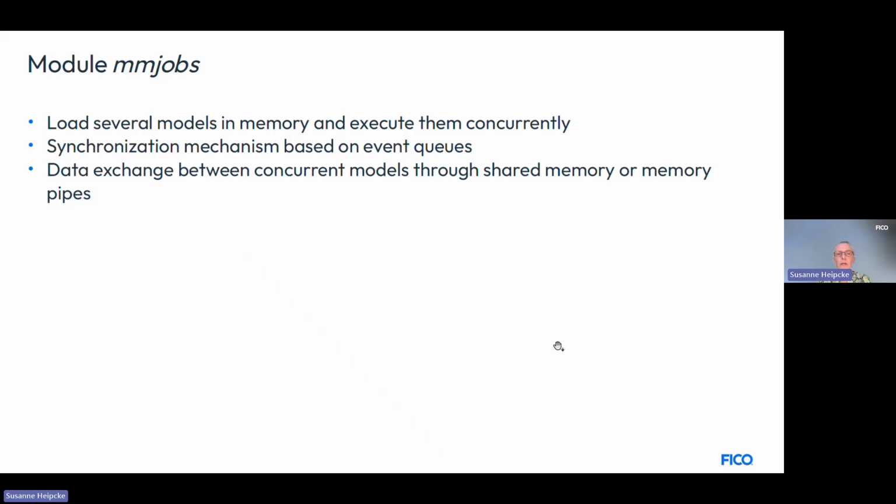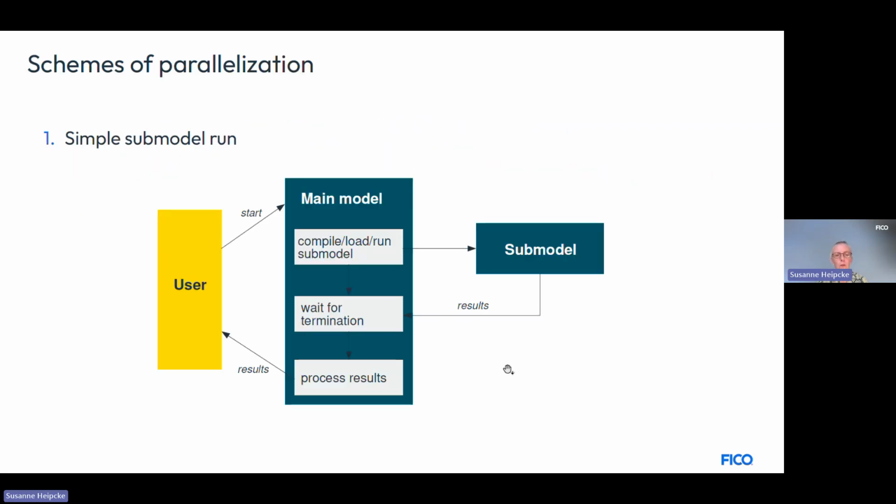Now, mmjobs provides functionality for loading several models in memory and executing them concurrently. Not just executing them, but actually controlling them, so it provides synchronization mechanisms and mechanisms for data exchange between models. How does this work? As a user, you start a Mosel model just as usual. From this Mosel model, you compile, load, and run a submodel, and this feeds back its results into the main one.